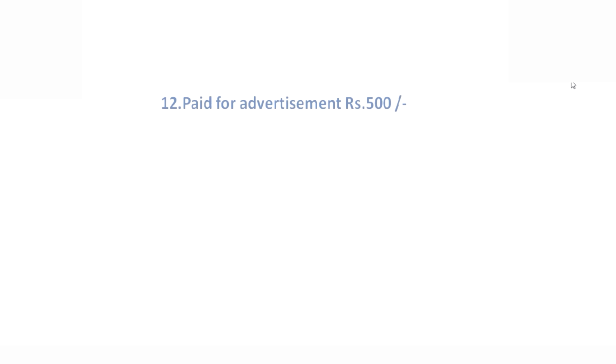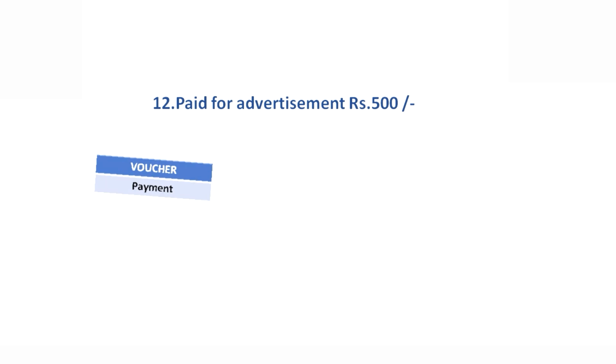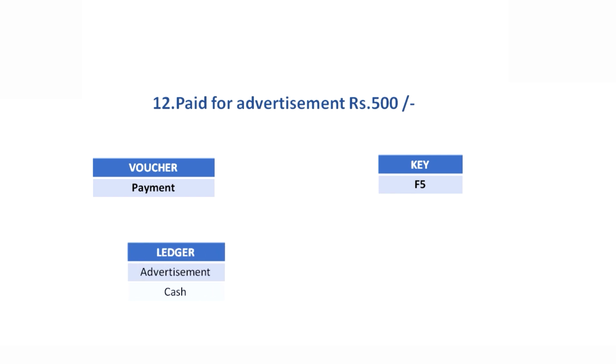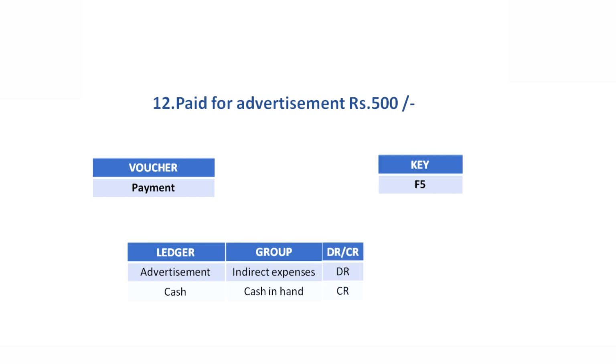So next we go with a transaction: paid for advertisement rupees 500. We use a payment voucher here with the shortcut key F5. So we require two ledgers, advertisement and cash. Cash is already there, so we'll create advertisement under indirect expenses. We debit advertisement and credit cash with a value of 500.